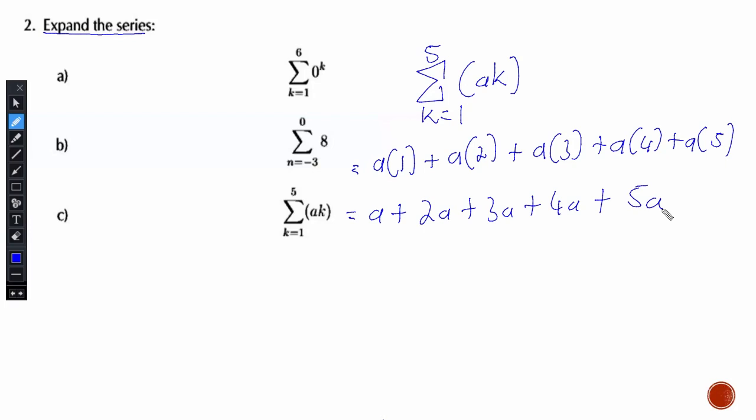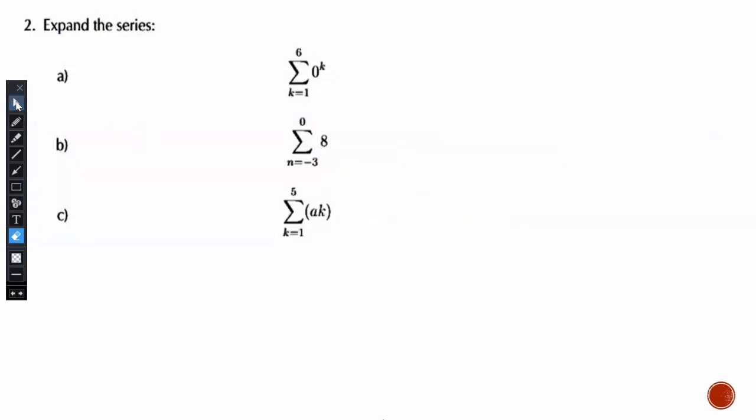We don't need to get the sum here. So it's just expanding, showing that the terms will be A, 2A, 3A, 4A, and then 5A. Obviously, if you had to add them up, you'd add all of this up, and then you find the sum of the series. But then it's only just expanding. Okay, so I hope all of this now makes sense. Let's then proceed.